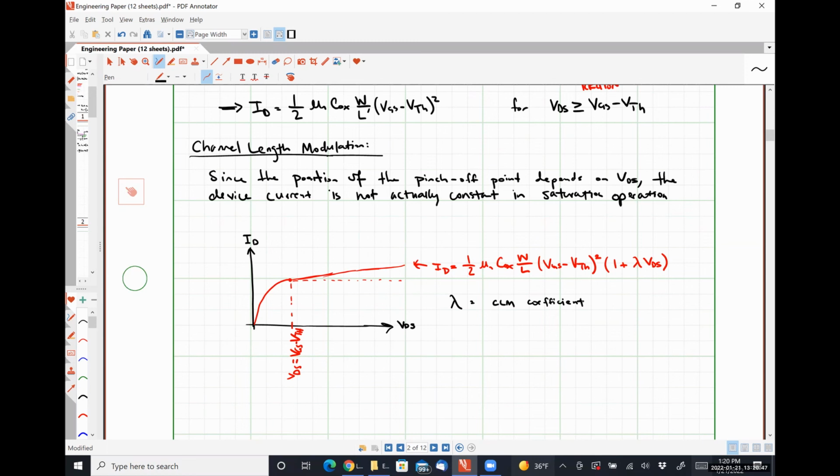Whereas if we have a channel length that's a couple of hundred microns, moving that pinch-off point by 1 nanometer effectively doesn't change the channel length at all, okay? So we should see that lambda is very small for large L and very large for small values.